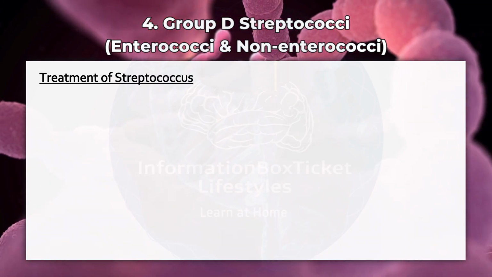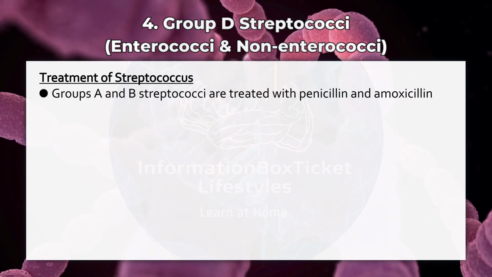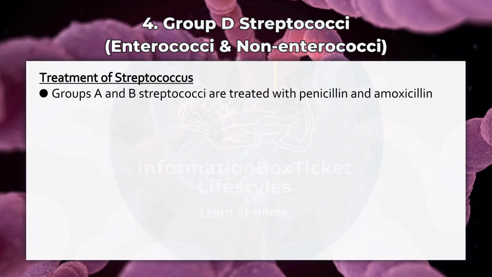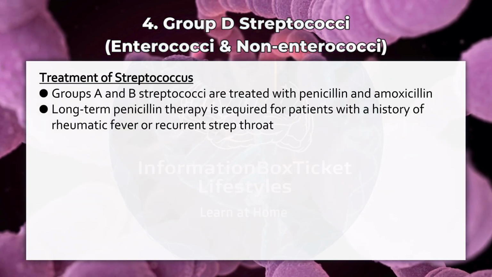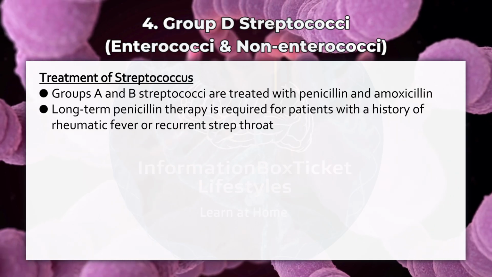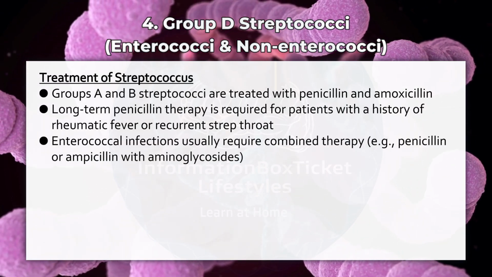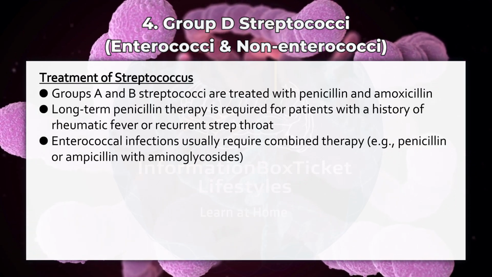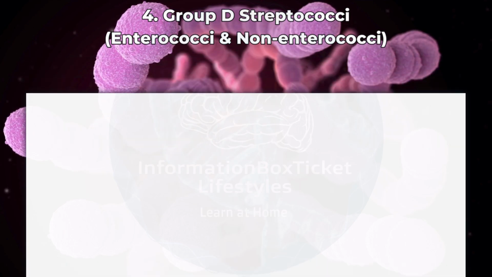Treatment of Streptococcus. Groups A and B Streptococci are treated with penicillin and amoxicillin. Long-term penicillin therapy is required for patients with a history of rheumatic fever or recurrent strep throat. Enterococcal infections usually require combined therapy, for example penicillin or ampicillin with aminoglycosides.